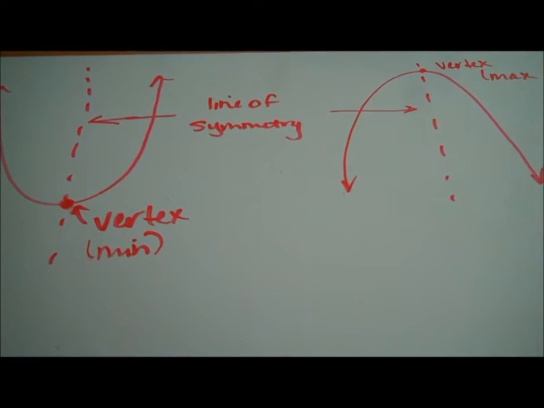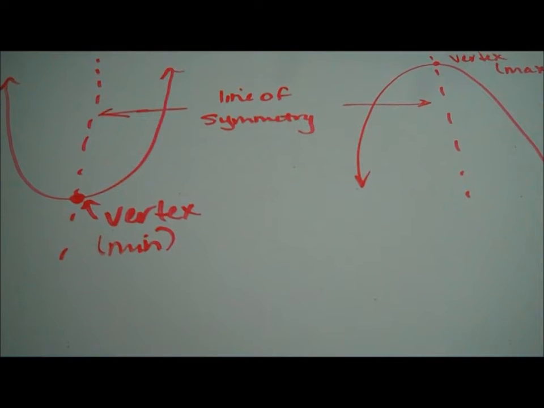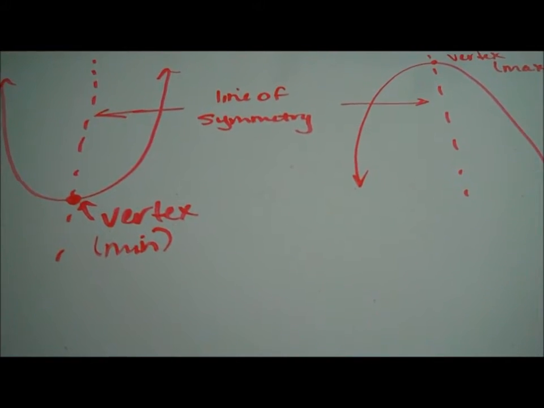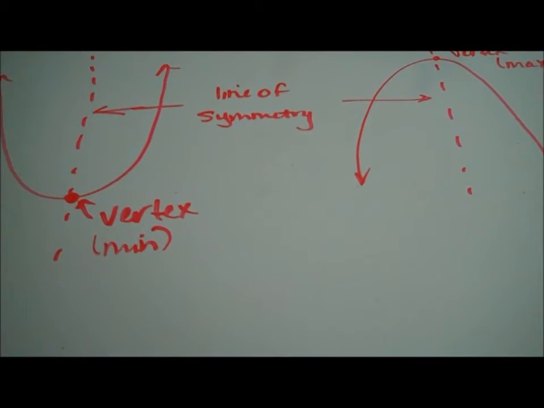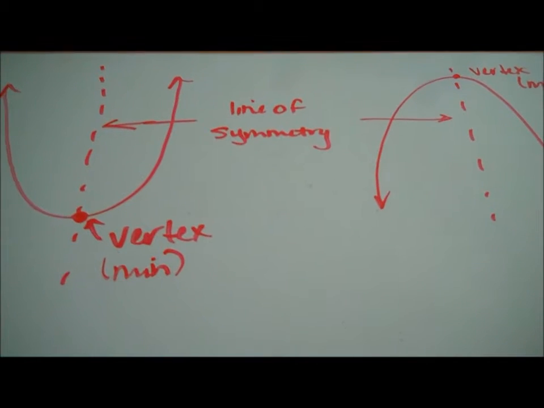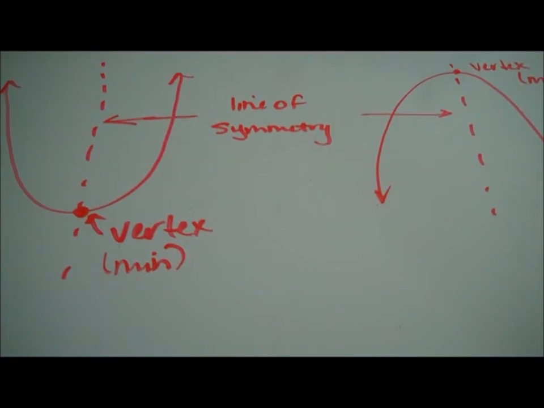Section 8.6 talks about parabolas and graphing quadratic equations. Now we did this a little bit in some of the previous chapters where we plotted points, both positive and negative, to find the shape of a quadratic or a parabola. Here we're going to talk about it a little bit further in detail.